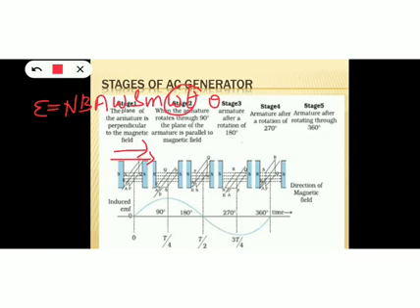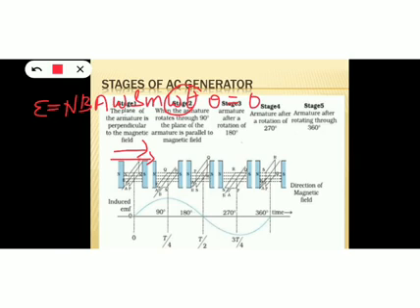So what is the angle between the magnetic field and the area vector? That is theta. It will be equal to 0. So sine omega t will be 0 because the value of omega t is 0 for stage 1. So sine 0 will be 0 and the induced EMF will be 0.